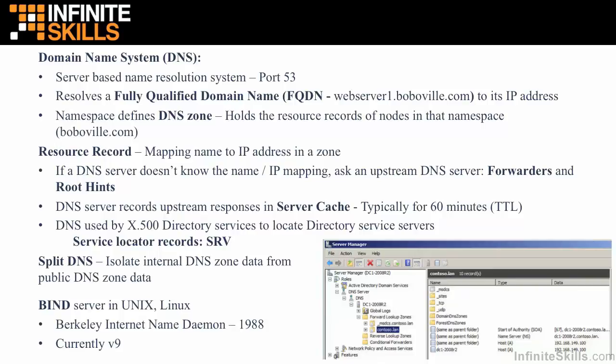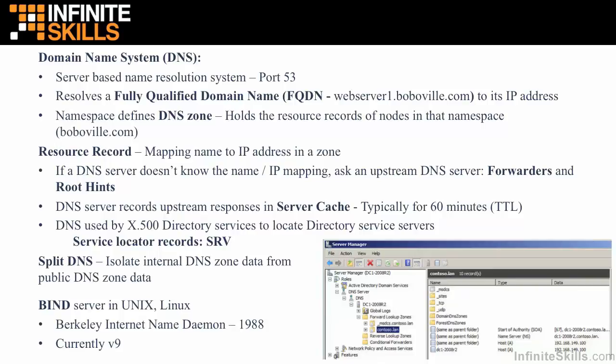As I had mentioned, DNS is a requirement of the X.500 directory services systems. Now, in implementation, directory services is most commonly implemented in Microsoft's Active Directory. The client computers that are members of an Active Directory domain must find a DNS server that has these service locator records, or SRV records, that are used to support directory services.